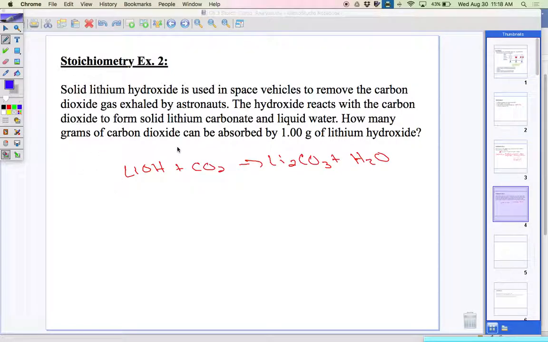All right, so how many grams of carbon dioxide can be absorbed from 1 gram of lithium hydroxide? No, you have to balance it. Okay. All right. Oops, CO2. All right, so yes, we need to balance it. So we need a 2 there, and that's it. 2, 4, 2, 4. Yep, that's it.